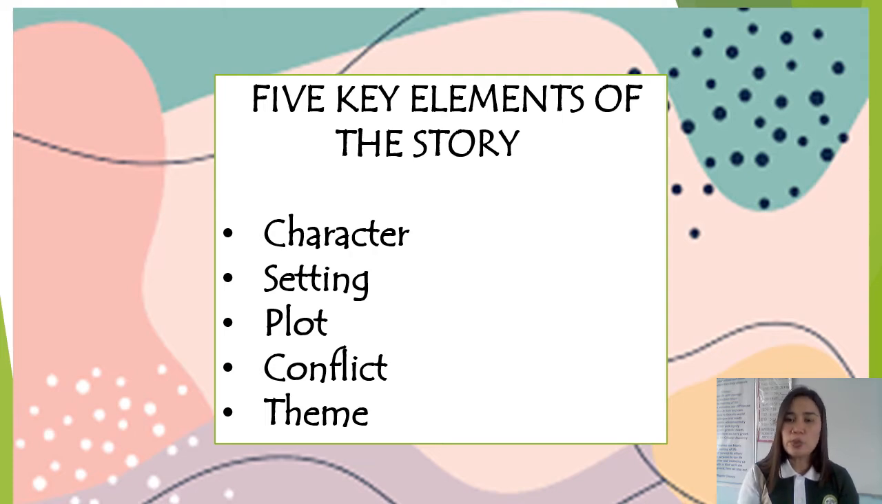So again, a short story has five key elements. I know you already know about this, just a short review: character, setting, plot, conflict, and theme. Character, of course, is a person or even animals that act in the story. Next, the setting, the time and place where the story happens. The plot is a series of events. Conflict is a struggle between two or more people in the story. How about the theme? The central idea or belief in the story.